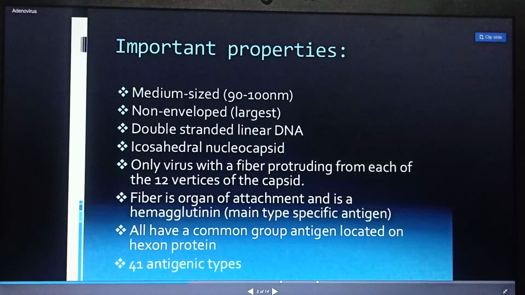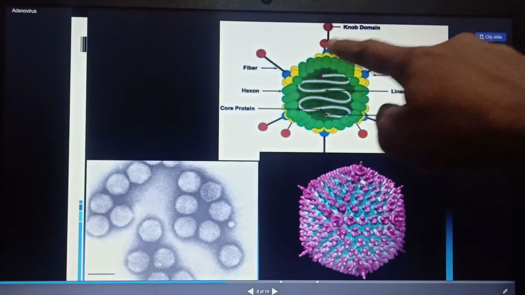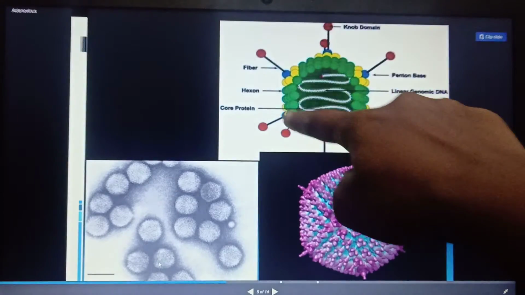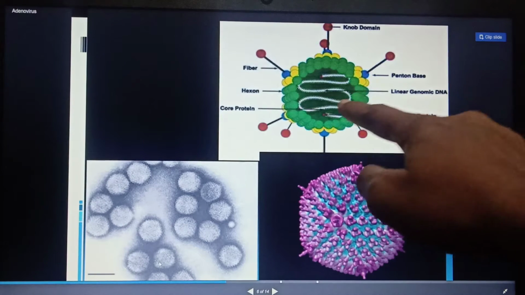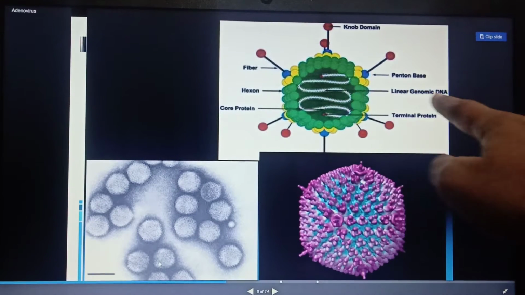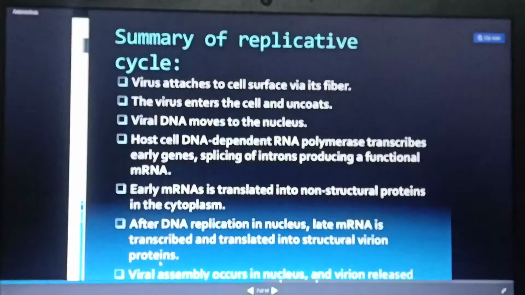Hexon means six protein structures, and there are 41 antigenic types. Okay, so that is the property, as I already discussed. These are the structures of the fiber and the hexon, six structures in all. And it has linear double stranded DNA. Okay, so that is the overall structure of the adenovirus.